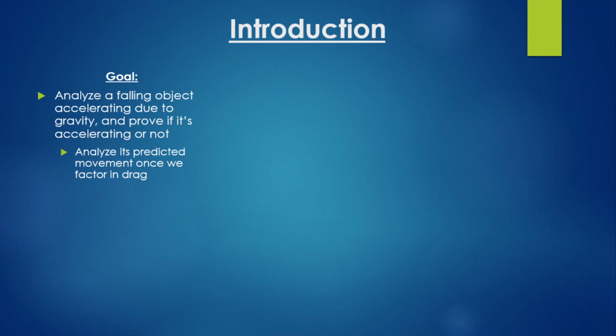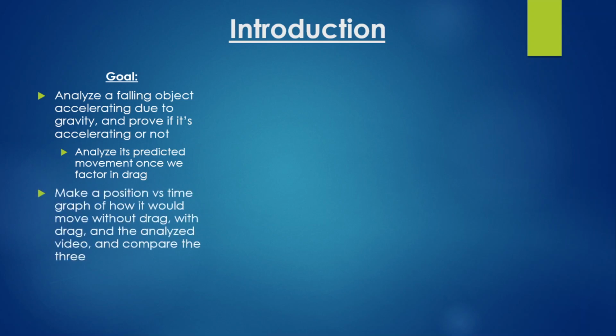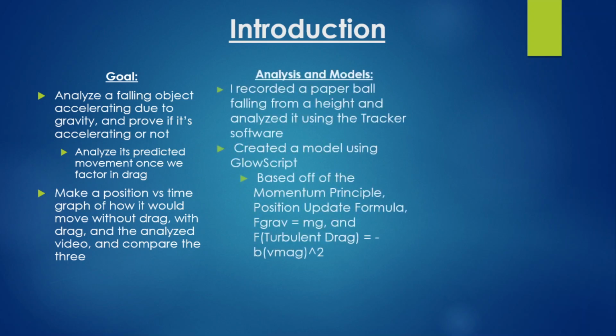And we analyze its predicted motion once we factor in drag. We also make a position versus time graph of the movement without drag, with drag, and the analyzed video, and we compare the three graphs. To analyze, I recorded a paper ball falling from a height and analyzed it using the Tracker software. And then I created a model using GlowScript, and I based it off the momentum principle, position update formula, force of gravity, and the turbulent force.